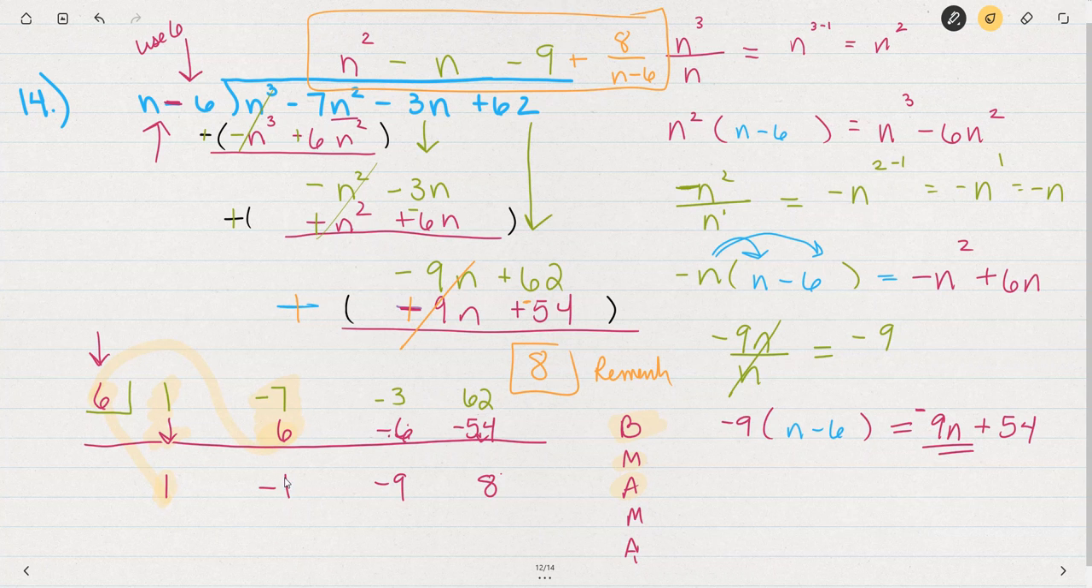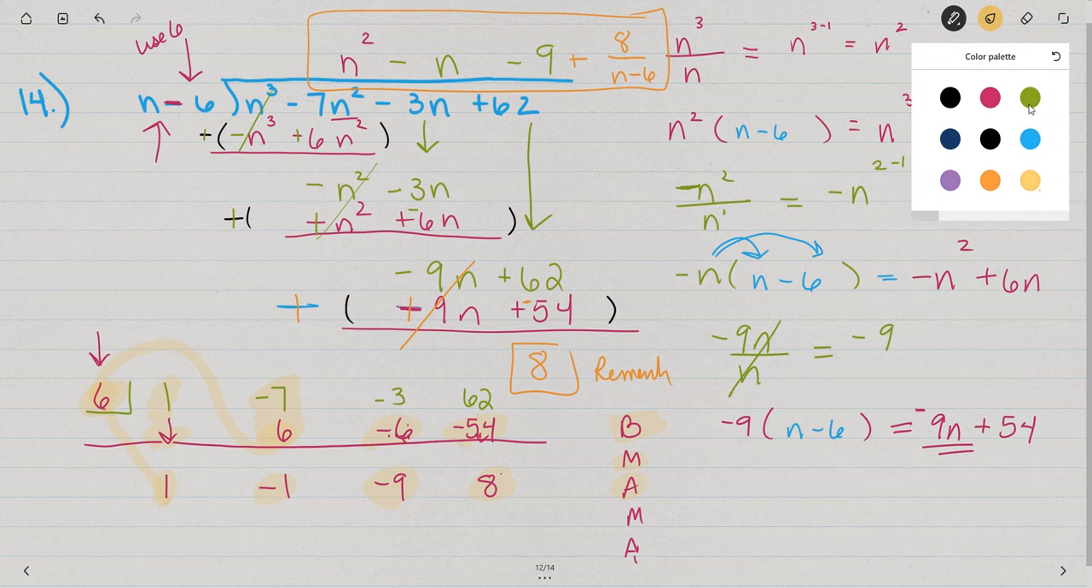And then you start over again with multiply. Negative 1 times 6 is negative 6. And add negative 6 plus negative 3 is negative 9. And then keep repeating until you run out of numbers. Negative 9 times 6 is negative 54. Negative 54 plus 62 is 8. And that's it.